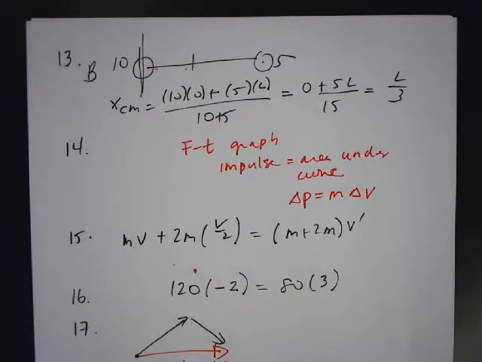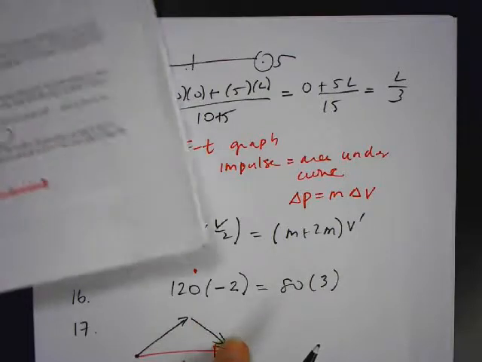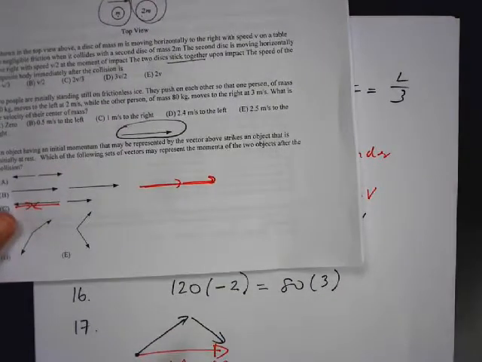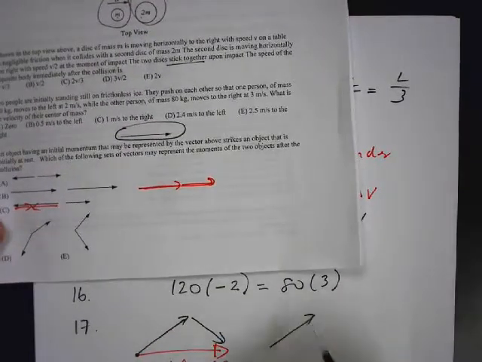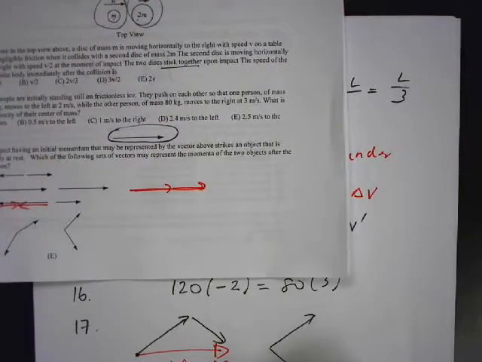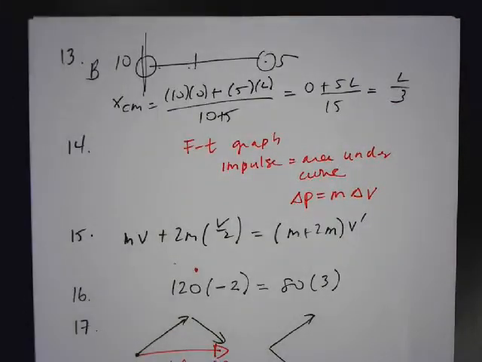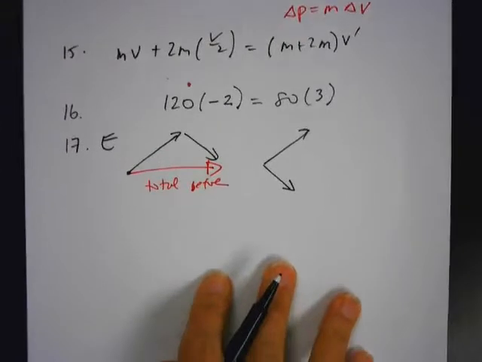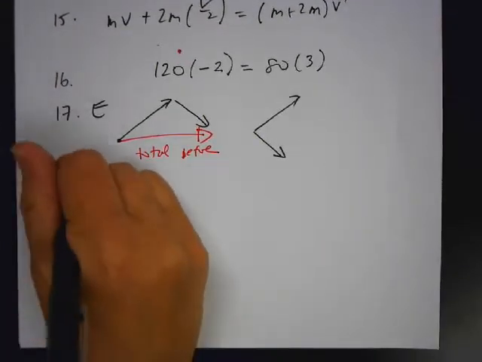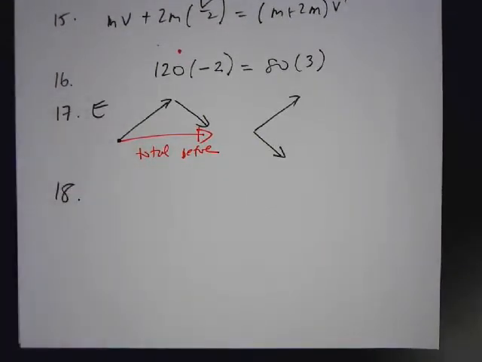Now what made this tricky is instead of showing them like this, they show them tail to tail. So I have to have one like this, and I have to have one like this to add up to this. So the answer to number 17 is E. And again, it has to do with adding vectors head to tail. All right, let's look at 18.